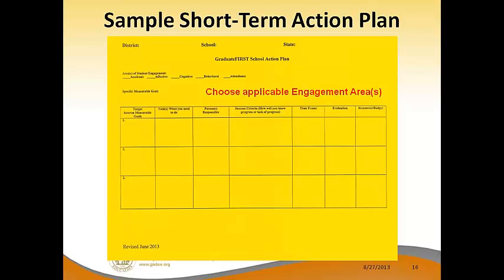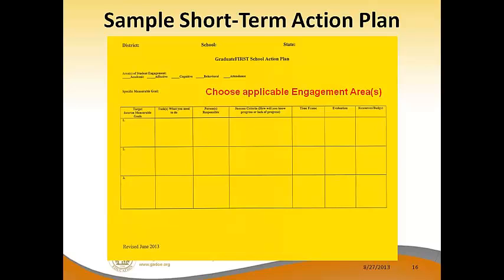The information in your Graduate First Implementation Manual on short-term action plans begins on page 47, or I should say this template is on page 47. There's more information in the manual about creating your short-term action plan. This is just a sample. Again, we tried to give you some tools that you can use without having to recreate anything.